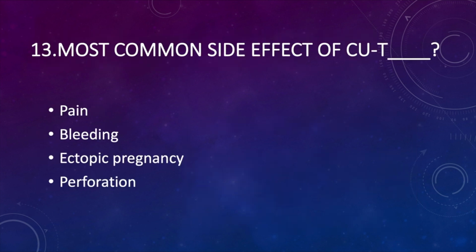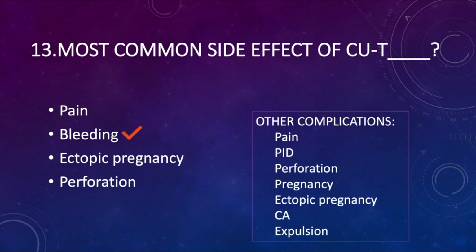Most common side effect of copper T. Option A, pain. Option B, bleeding. Option C, ectopic pregnancy. Option D, perforation. Answer option B, bleeding. Other complications: pain, PID, perforation, pregnancy, ectopic pregnancy, CA, and expulsion.